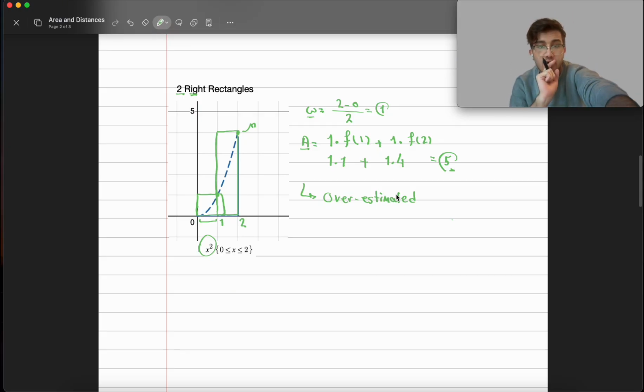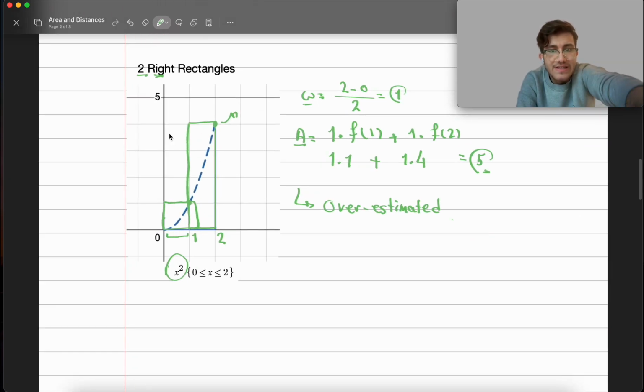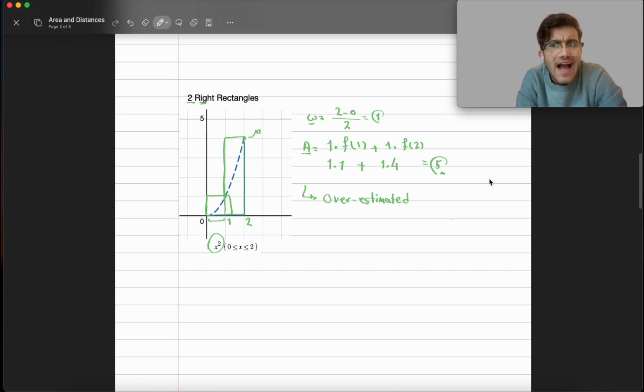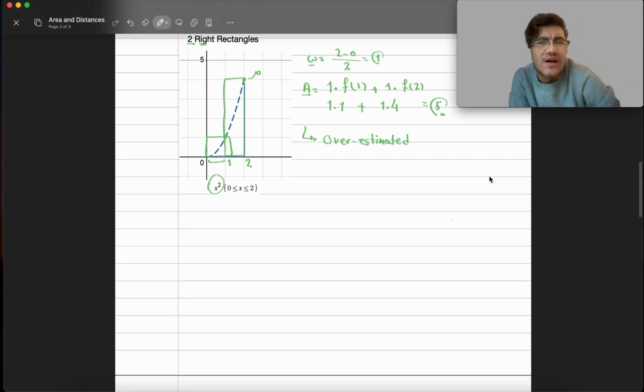So now, by drawing the right rectangles, we understood that this method on this graph overestimated the area. We find that the area is 5, but we know that the area is less than 5. We say that this is overestimated because we cannot really calculate the area under this graph by using any other methods except the integration, which we're going to talk about later. So yeah, let's do another one.